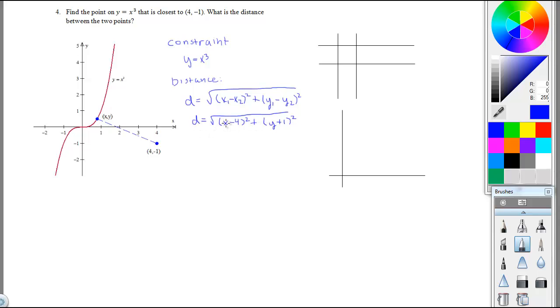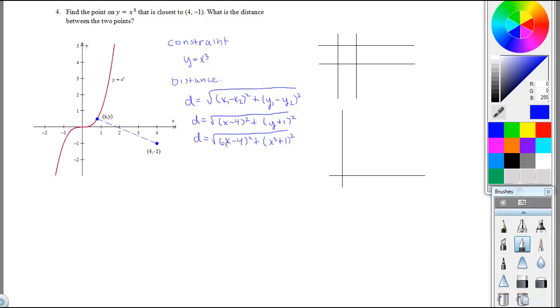So this is the equation I want to minimize, and it's almost good to go, except that we have a y variable in here, so we need to use the constraint to substitute that in there. So the distance is equal to the square root of (x minus 4) squared plus (x cubed plus 1) squared. And this is the equation we want to minimize.